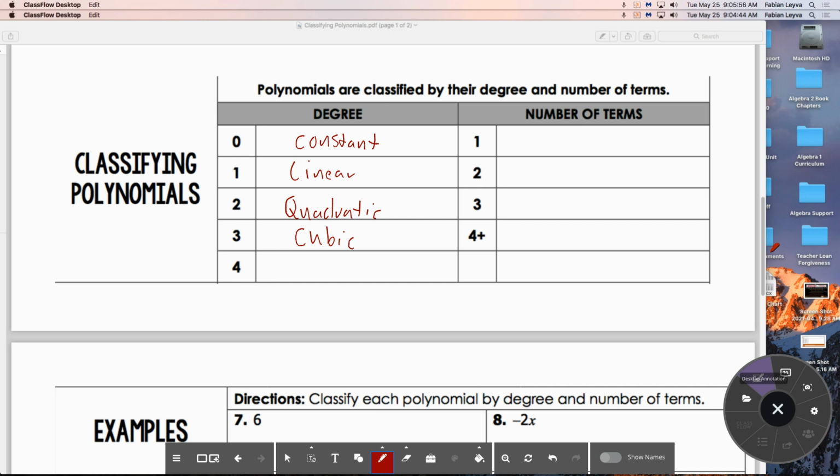Now, last but not least, if you look at that polynomial and the biggest exponent is a 4, we're going to call that a quartic. Now, in this class, I'm not going to give you anything bigger, so these are the only ones that I want you to worry about for today.